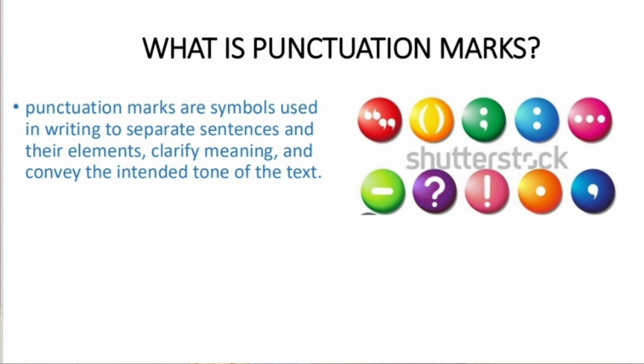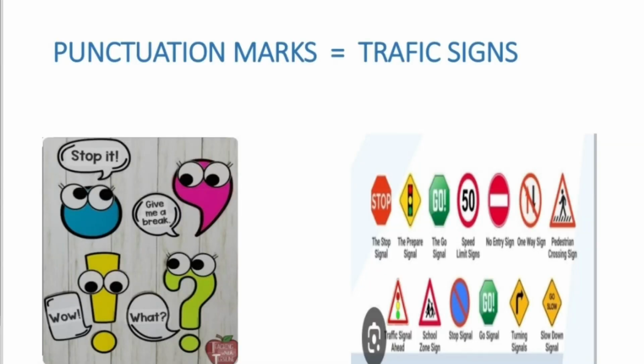Punctuation marks are symbols used in writing to separate sentences and their elements, clarify meaning, and convey the intended tone of the text. So we can say that punctuation marks are certain symbols that we usually use in our writing that help clarify meaning and convey the exact tone of the text. We can compare punctuation marks to traffic signals. Just as traffic signals help drivers on the road, punctuation marks help readers while reading. They help readers understand where to pause, where to stop, or emphasize certain ideas, just as traffic signs do.